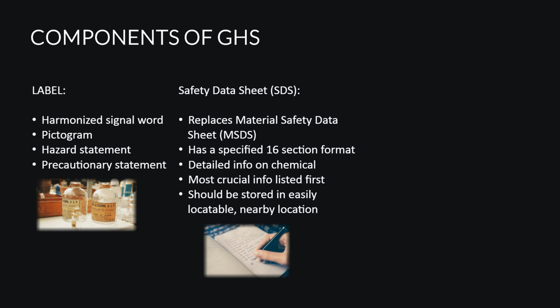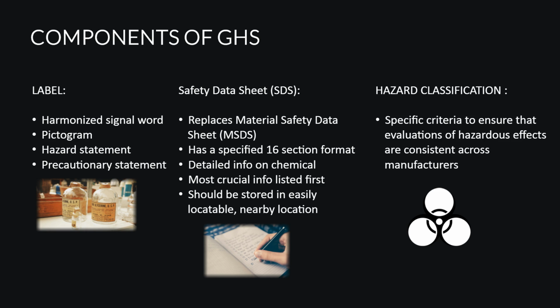Safety Data Sheet. The Safety Data Sheet, or SDS, is a 16-section document that gives detailed information on the chemical. The most crucial information is listed in the first sections of the SDS. The SDS should always be stored in an easily locatable nearby location.